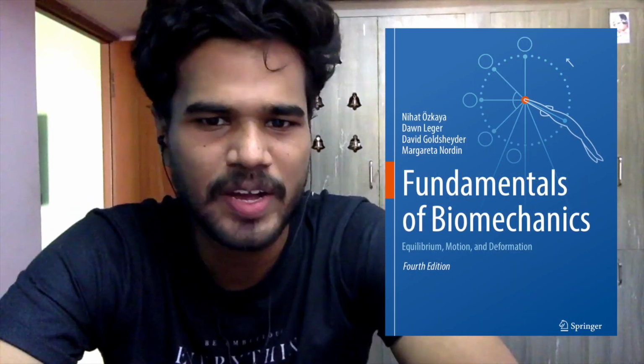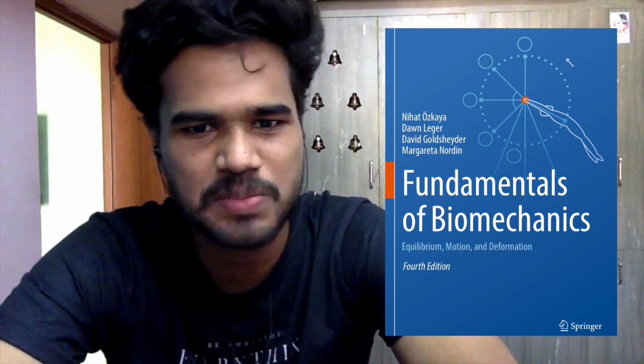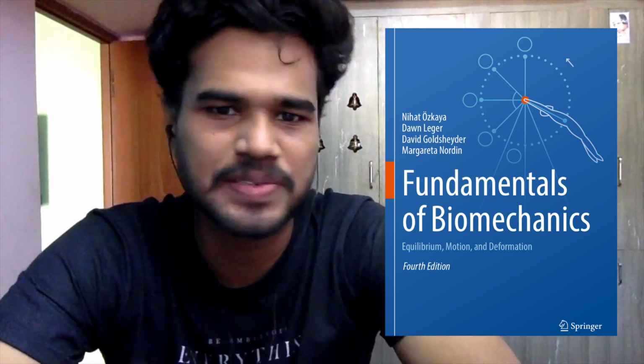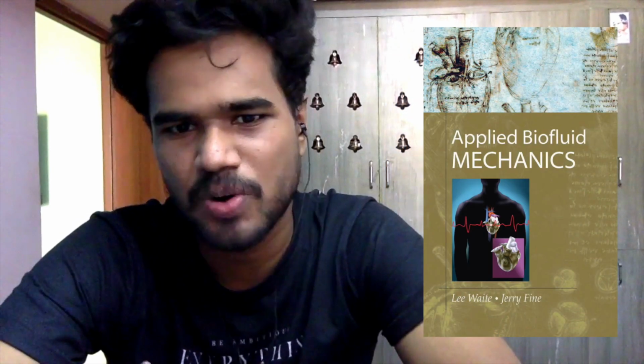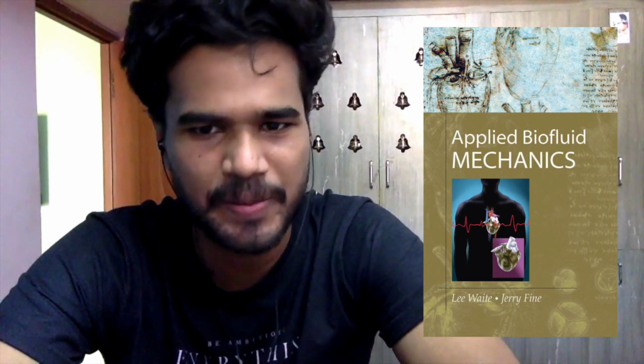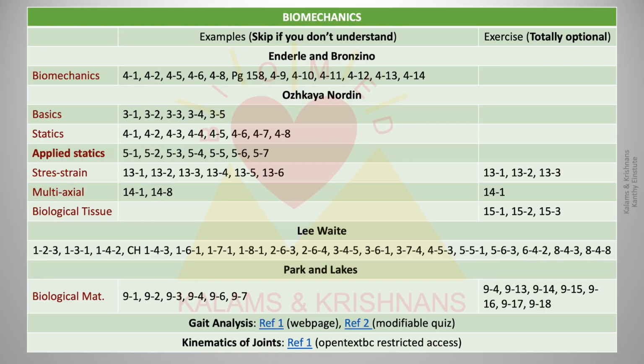So for biomechanics, you will need multiple sources, primarily Ghosh or Narayan for basic strength of materials and engineering mechanics. And then for the fluid mechanics part, I suggest you look at Lee and Wright. And then for kinematics and gait analysis, you will have to look at additional references. I have provided web-based resources in the description. First thing is, look at the biomechanics chapter in Bronzino, and take a look at all the examples.